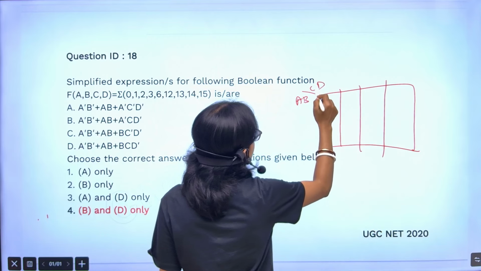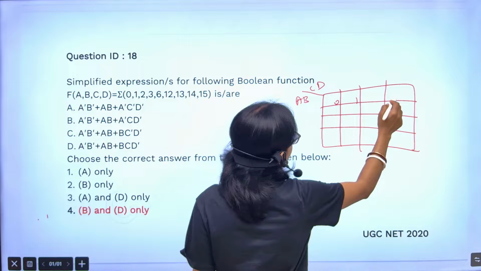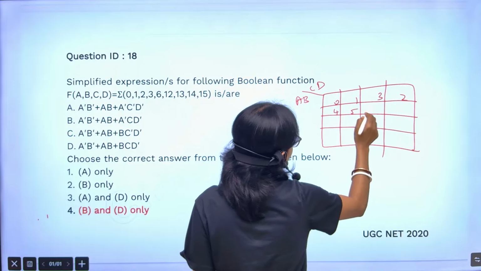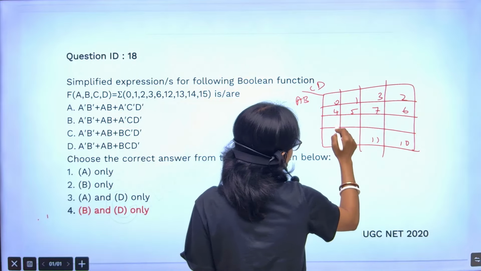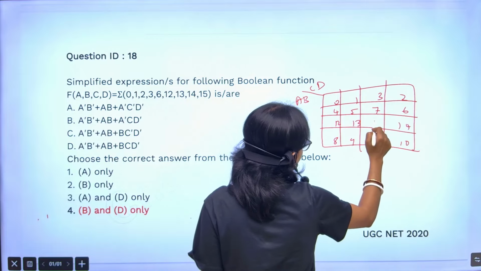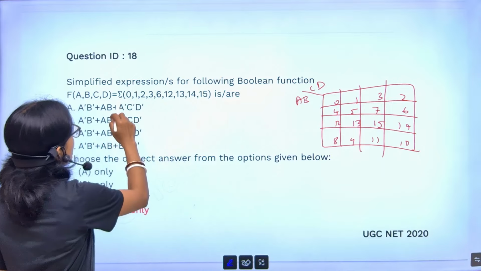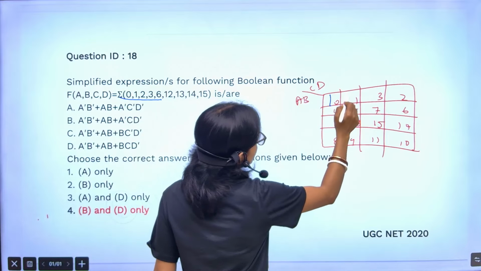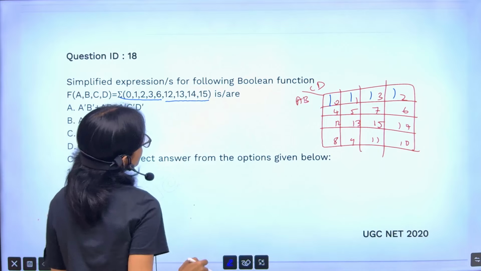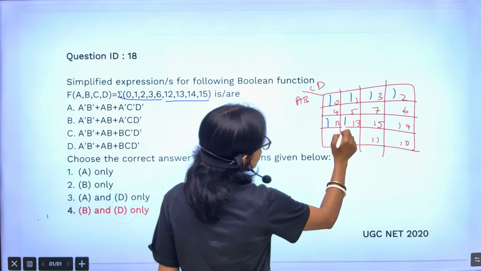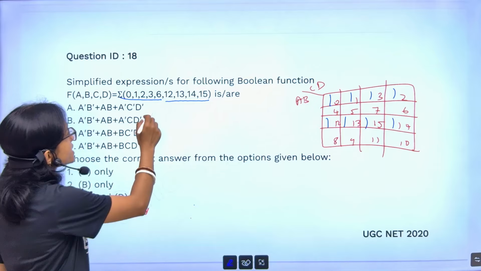A, B, C, D. 0, 1, 2, 3, 4, 5, 6, 7, 8, 9, 10, 11, 12, 13. Now here 0, 1, 2, 3, 0, 1, 2, 3, 12, 13, 14, 15. 12, 13, 14, 15 and 6.